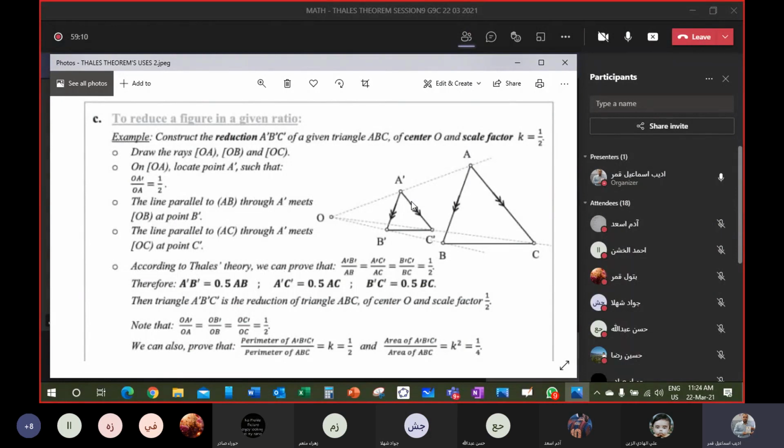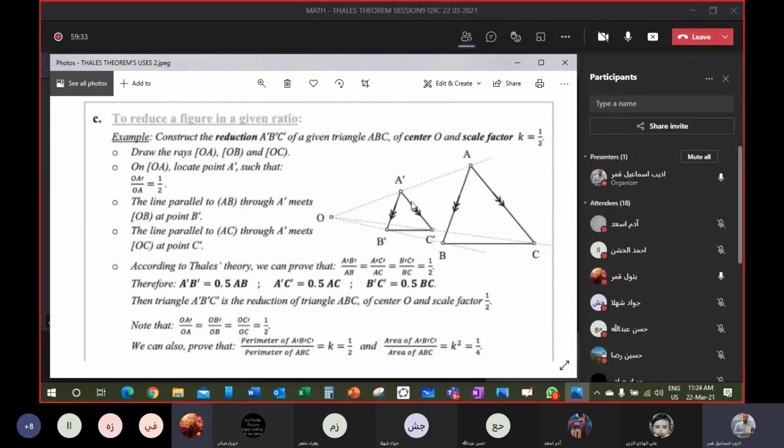To reduce. What's the meaning of reduce? Raise your hands, please. What's the meaning of reduce? Jawad? "تصغير يا أستاذ. تصغير." Very good. So to reduce means to decrease the shape of a figure.